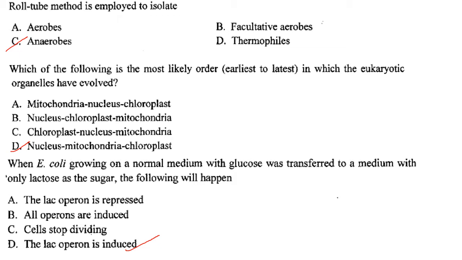The next one. When E. coli growing on a normal medium with glucose was transferred to a medium with only lactose as sugar, the following will happen. So the E. coli was growing in normal medium with glucose. Then it was transferred to a medium with only lactose as the sugar. There was no glucose in the medium. So what will happen? The lac operon will be induced. Answer is option D, because it contains the enzymes required for utilizing the lactose present in the medium. So answer is option D.